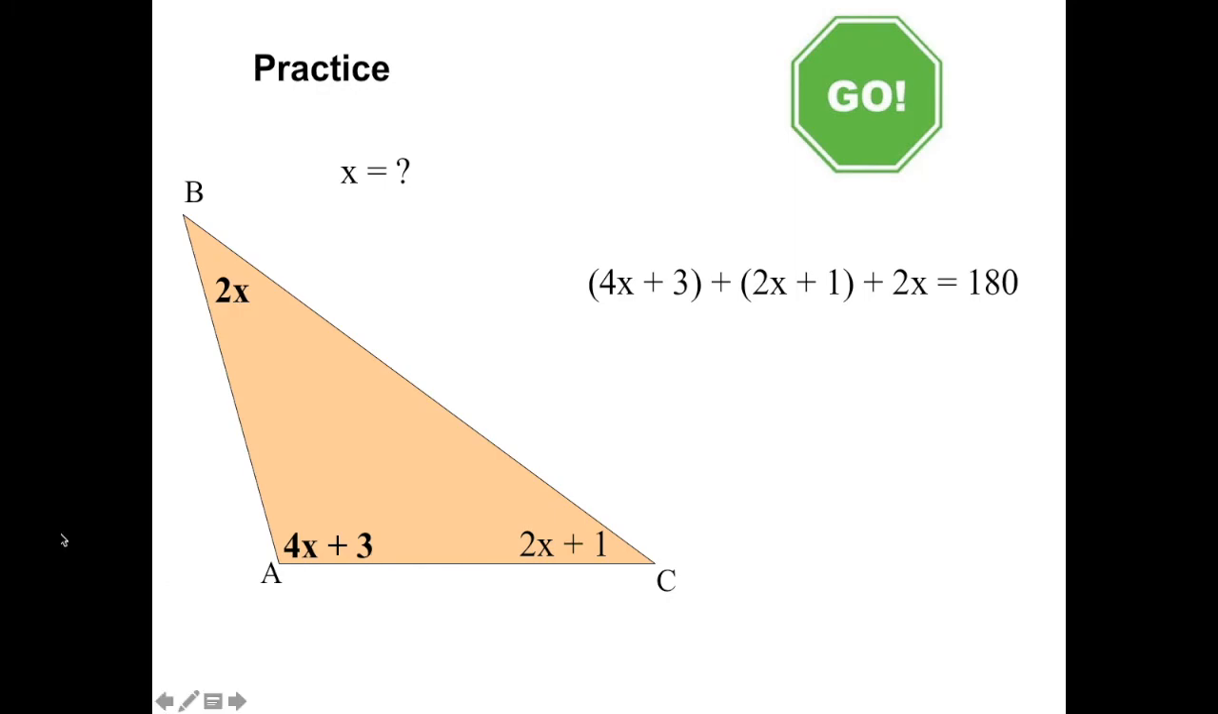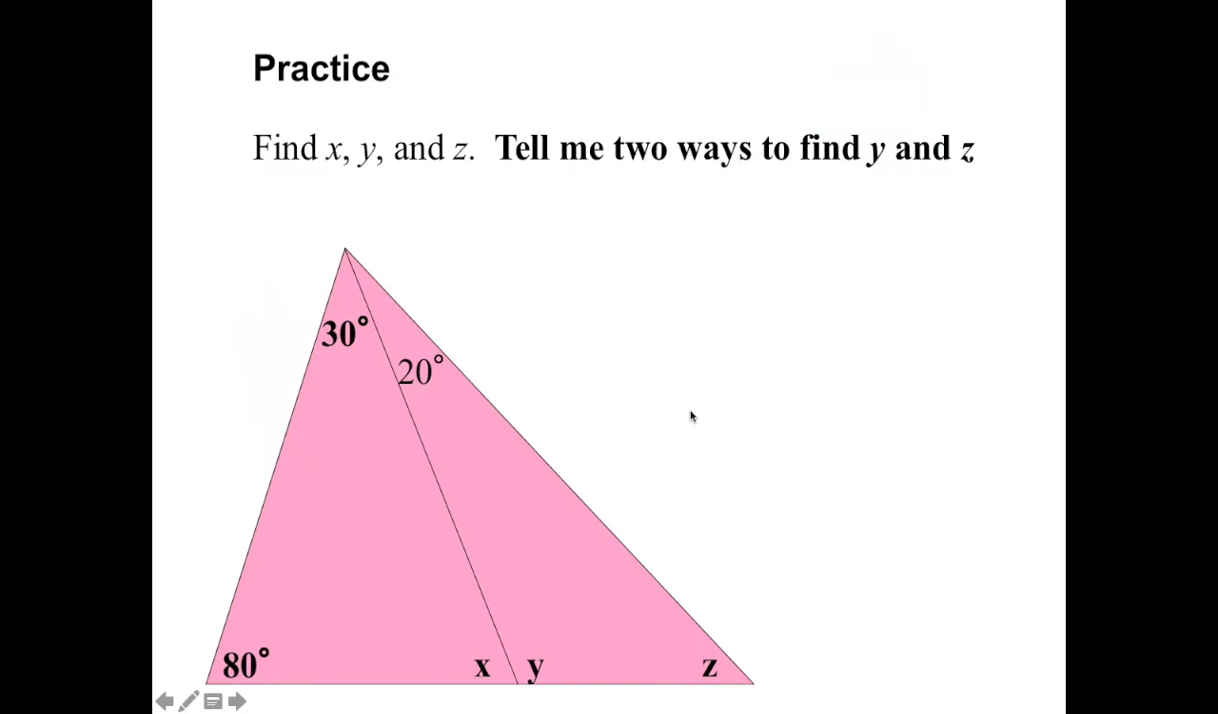Boom. Right, we have to add them all together. 4x plus 3 plus 2x plus 1 plus 2x. They all equal 180. Combine like terms, and it follows. So hopefully you got 22 here. 6x, 8x, okay, 8x, and then we have 4 1s. Subtract 4 from both sides, divide both sides by 8. X equals 22. There we go.